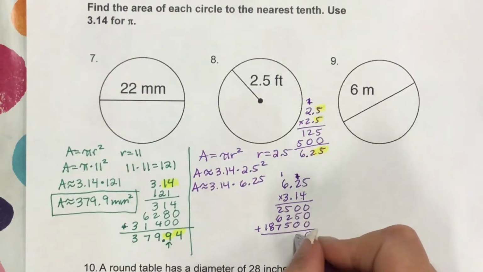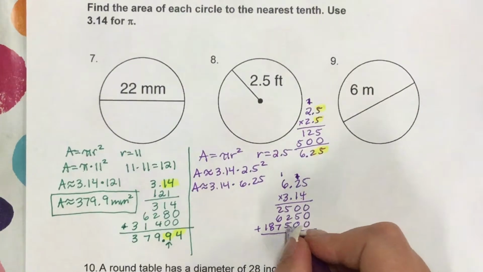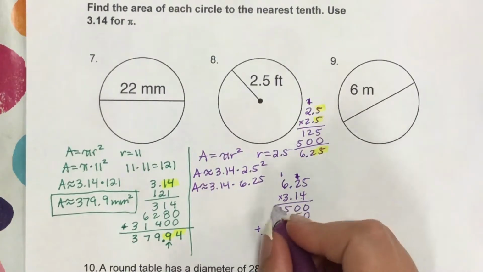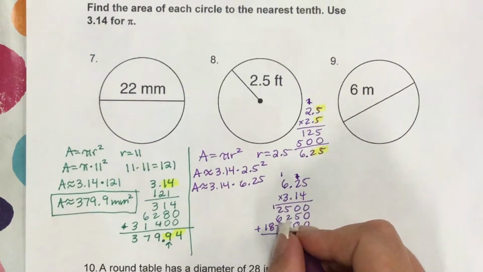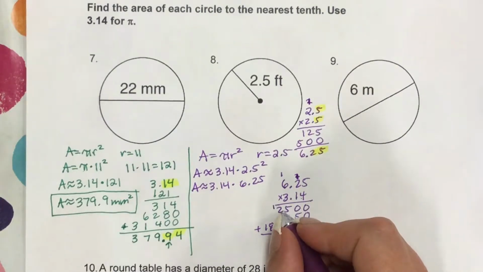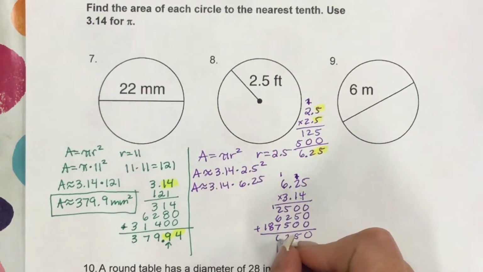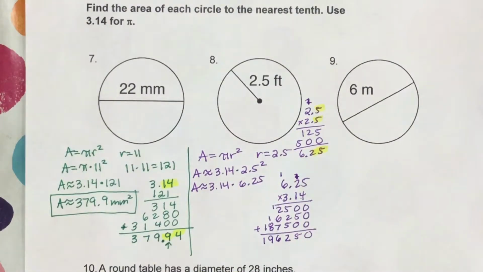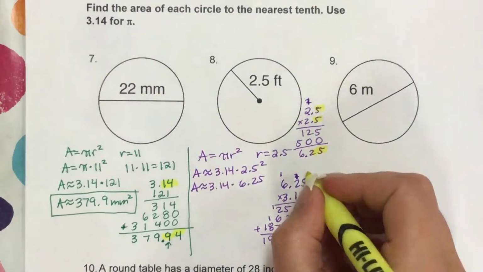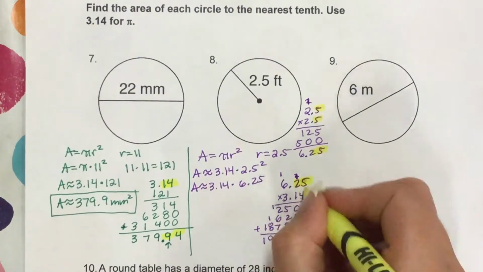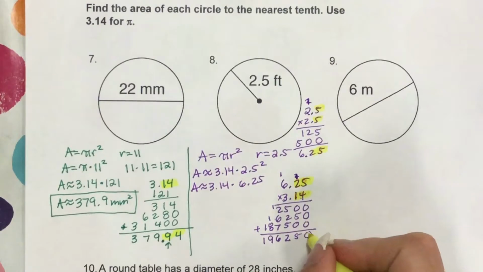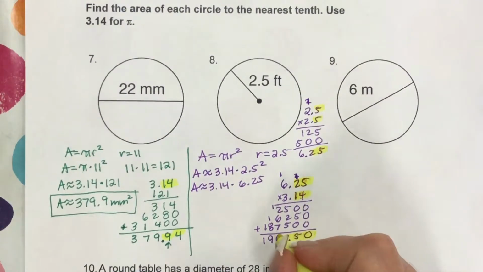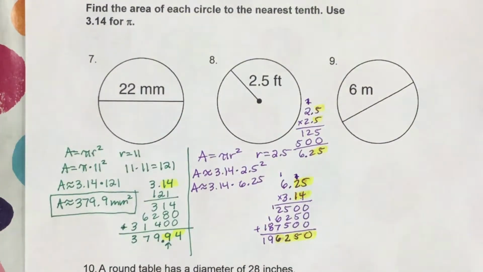That's 0. 0 plus 5 is 5. 5 plus 5 is 10, plus 2 is 12. Write the 2, carry the 1. 6 plus 7 is 13, plus 2 would be 15, plus 1 more would be 16. Write the 6, carry the 1. 8 plus 1 is 9, and then 1. Now we just need to figure out where that decimal goes. So count up all the decimal places. 1, 2, 3, 4. That means our answer has to have 1, 2, 3, 4 decimal places as well.